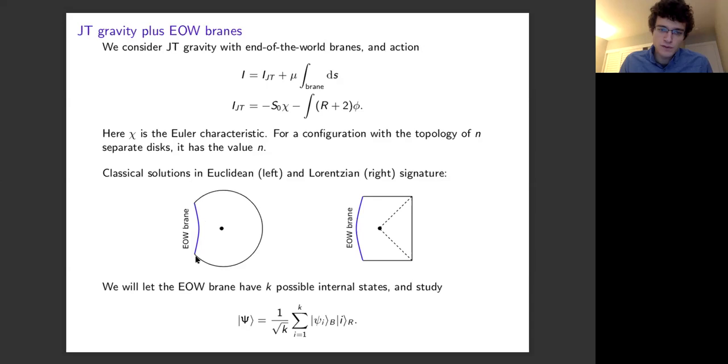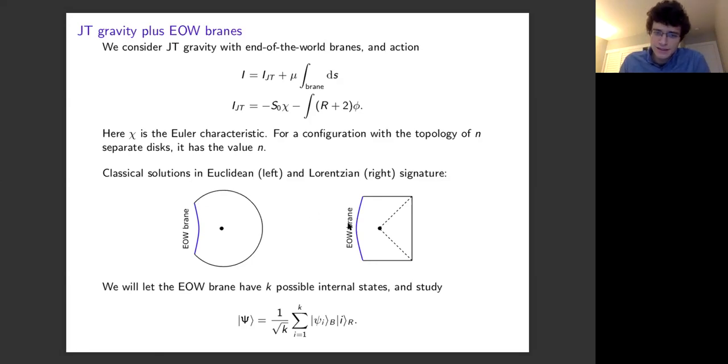And the blue curve is part of a geodesic, because the action for the end of the world brane wants that thing to follow a geodesic. So this is a classical solution. We have an end of the world brane following this geodesic, and then we have the actual boundary of the JT gravity region as a circle in hyperbolic space, a big circle.